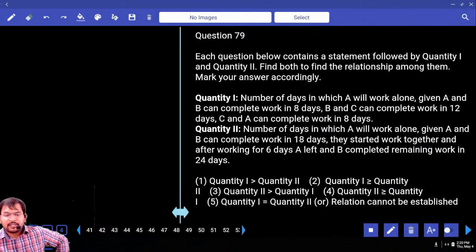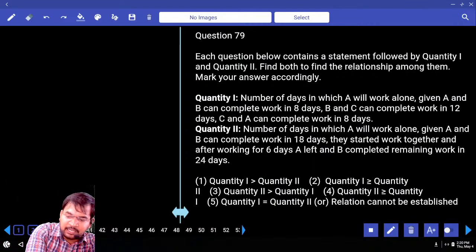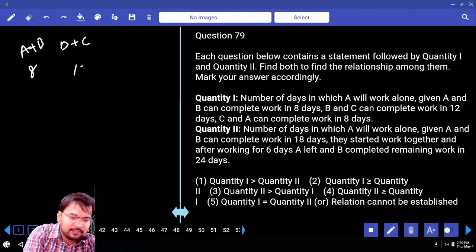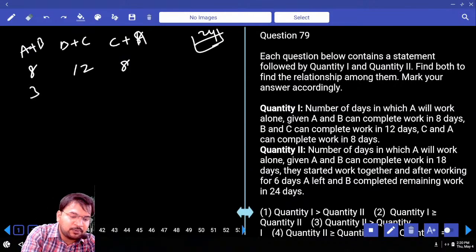Next, quantity 1. Number of days in which A alone, A and B, 8 days, B and C, 12, C and A, 8. See here. Tell me fast. A and B, B and C. Tell me fast. B and C, 12. C and A, C and A. LCM is 24, not 48. LCM is what? 24. So 8 is 3s, 12 is 2s, 8 is 3s.